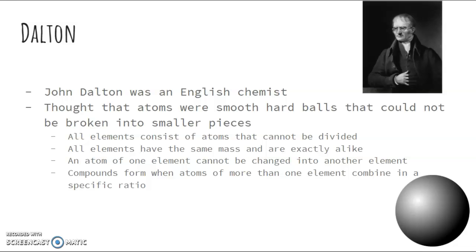So our first major scientist for the atomic theory was John Dalton. He was an English chemist, and he thought that atoms were smooth, hard balls that could not be broken into smaller pieces. So with that, he came up with 4 basic rules. All elements consist of atoms that can't be divided. All elements have the same mass and are exactly alike. An atom of one element cannot be changed into another element, and then compounds form when atoms of more than one element combine in a specific ratio. We've been talking about elements and compounds for the past couple days now, so you should be pretty well on that.